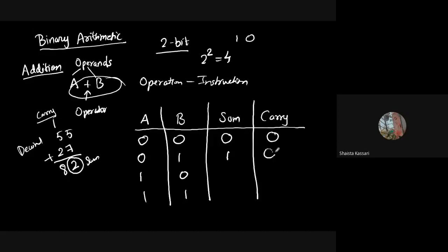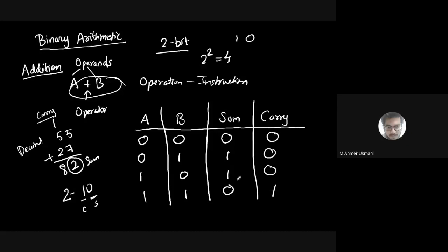If I have 1 plus 0, what will be the sum generated? One. And what will be the carry generated? Zero. If I have 1 plus 1, what will be the sum? Zero. How? 1 plus 1 is nothing but 2. In binary, 2 is represented as 1 and 0. So this is your sum, and this is your carry. So sum will be 0, and carry will be 1.